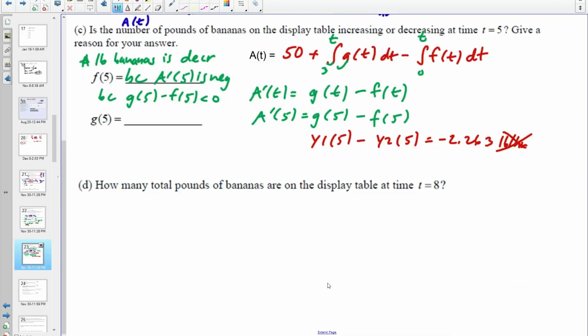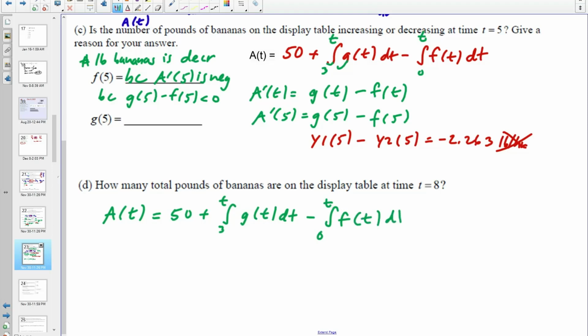How many total pounds of bananas are on the display table at time 8? Okay, let's look at this question. I know the formula for the total pounds of bananas. A(t) is equal to 50 plus the integral from 0 to t of 3 t g(t) dt minus the integral from 0 to t of f(t) dt. And if I make this time here 8, right here, then I'm also going to make this time here 8 and this time here 8.